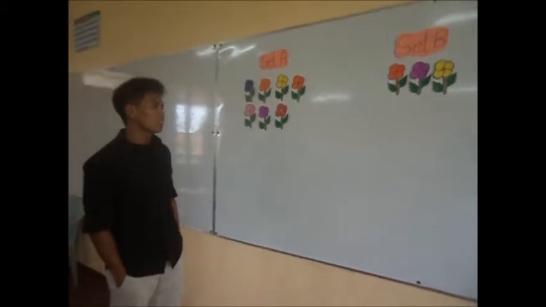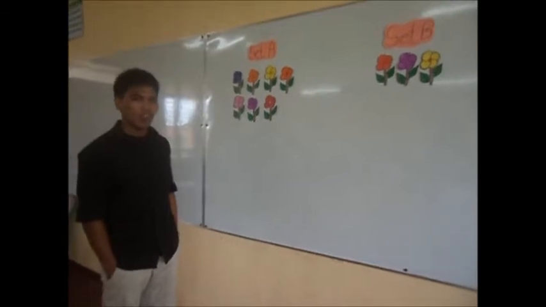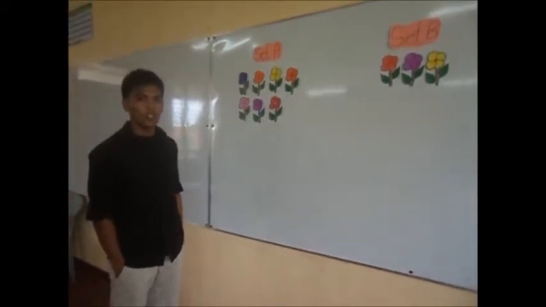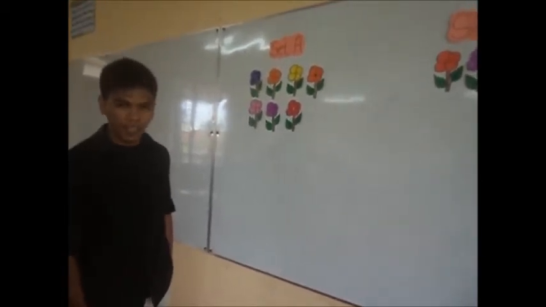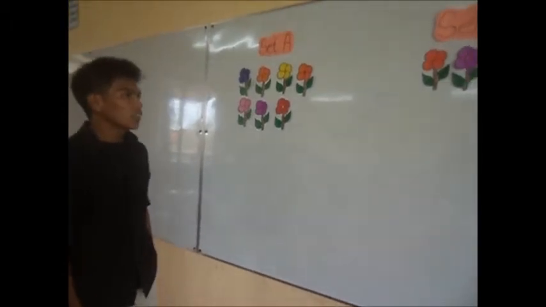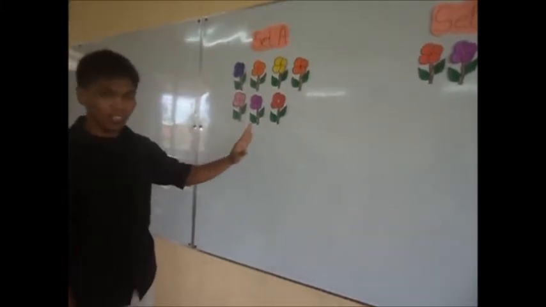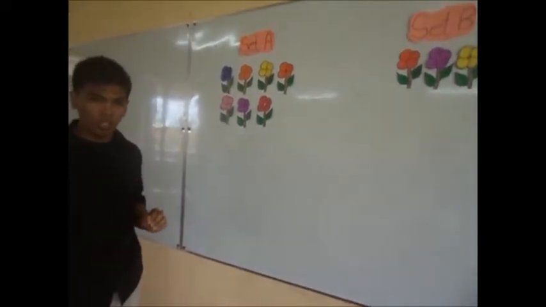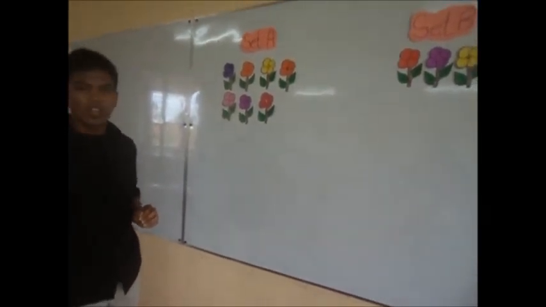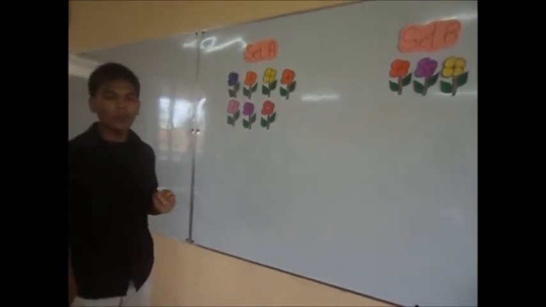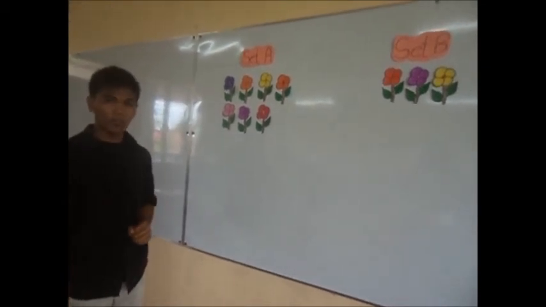Therefore, if the first set has less number of objects than the second set, we should use the expression fewer than. Fewer than. And then, if the first set has more number of objects than the second set, we should use the expression more than. More than. So, you already now know how to use the expression fewer than and more than. Thank you for listening, children.